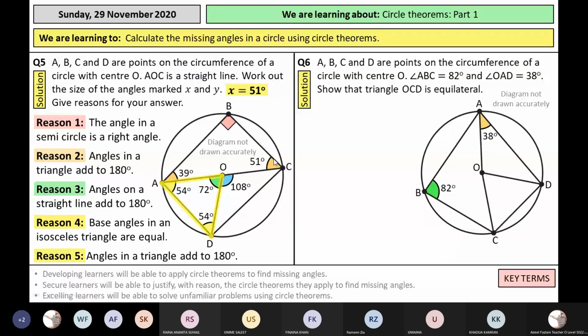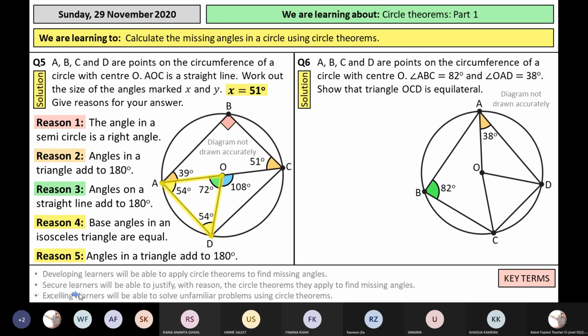Actually, it was easy again. The value of x was 51, because of the angle in a semicircle being a right angle, and again angles in a triangle add up to 180 degrees, which is quite easy for you to understand. And angles on a straight line are 180 degrees. Base angles of isosceles triangles, as has been mentioned on the previous slides, once you mark the radius, will be a very easy task for you to find the required angle.